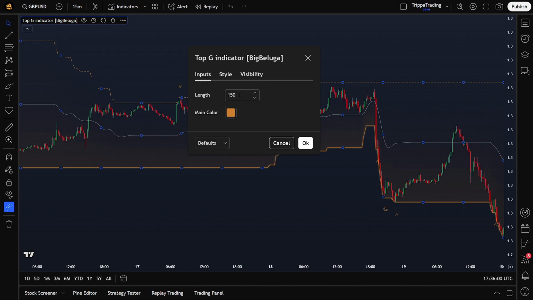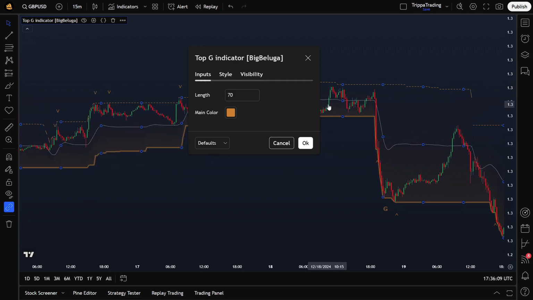A higher value, like 150, smooths out the signals for a longer-term view, while lowering it makes the bands more responsive to recent price changes, generating more frequent but noisier signals. You can also change the color of the indicator.